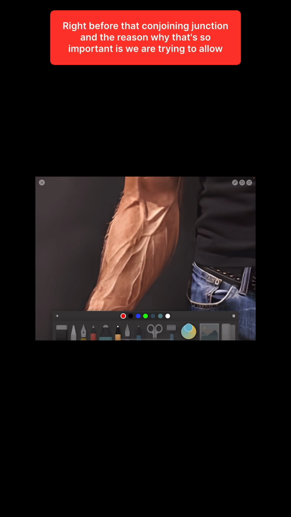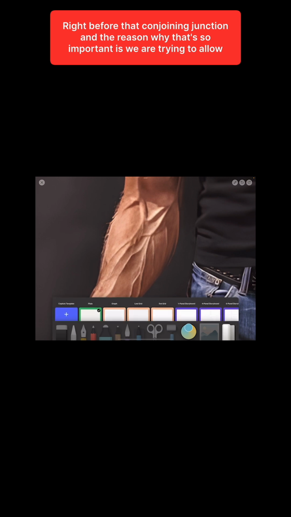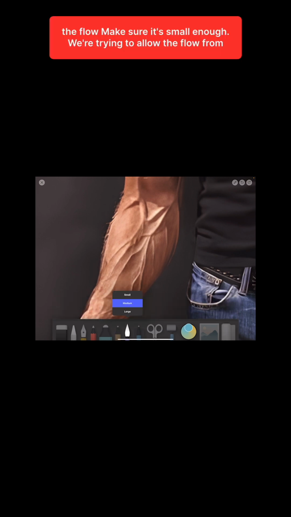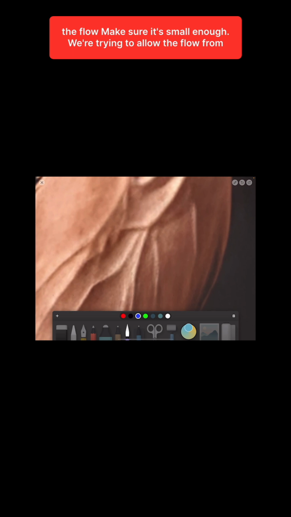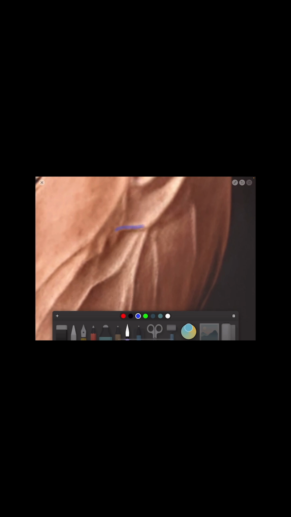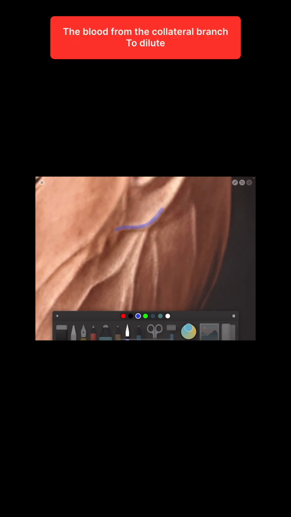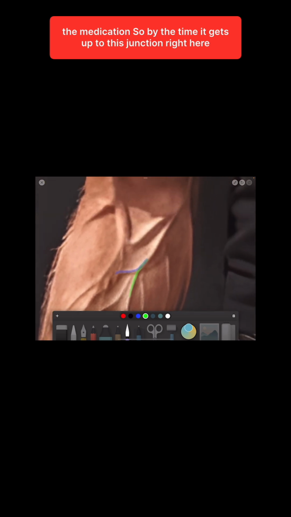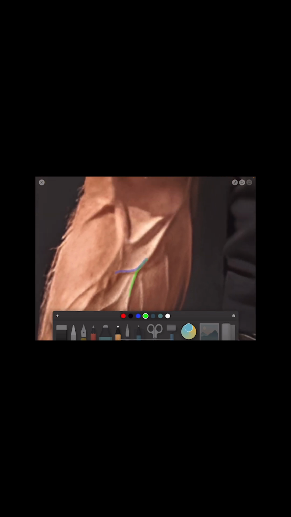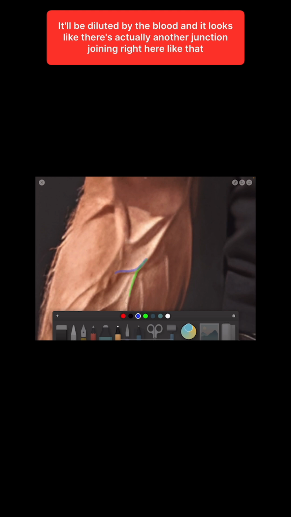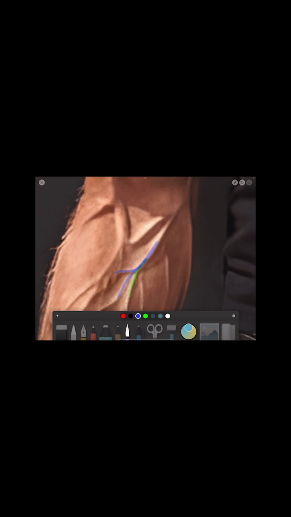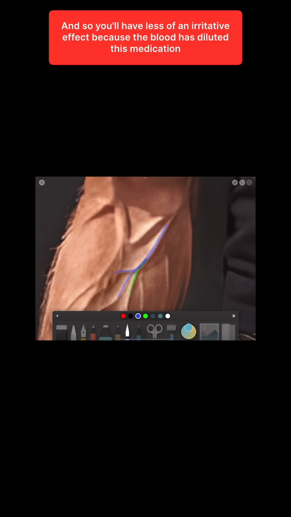junction. And the reason why that's so important is we are trying to allow the flow. Make sure it's small enough. We're trying to allow the flow from the blood, from the collateral branch, to dilute the medication. So by the time it gets up to this junction right here, it'll be diluted by the blood. And it looks like there's actually another junction joining right here like that. And so you'll have less of an irritative effect because the blood has diluted this medication.